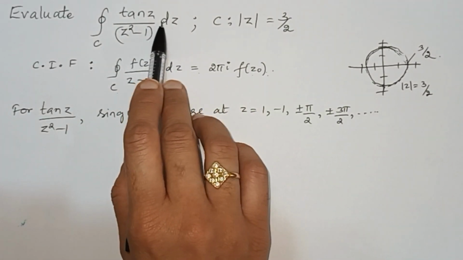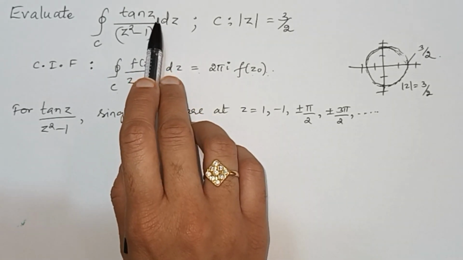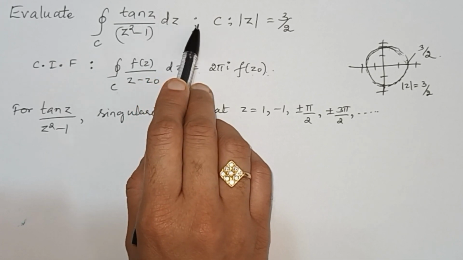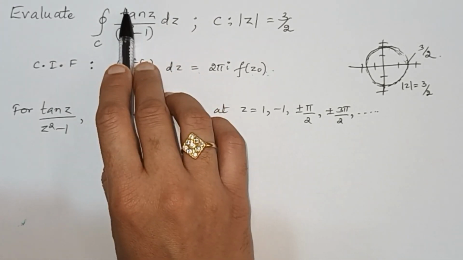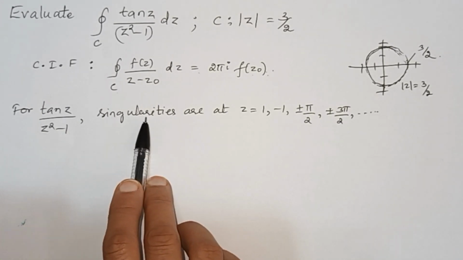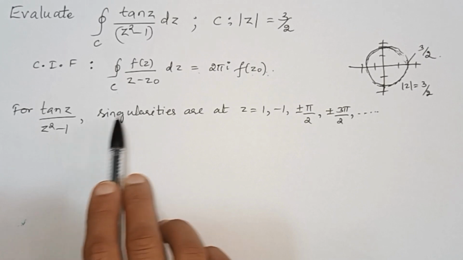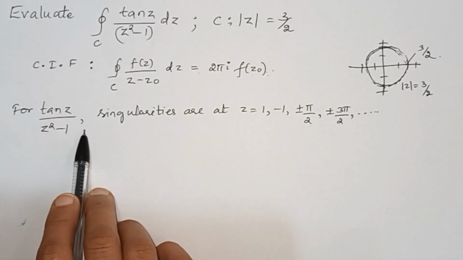So first, this is the given function. This is not f of z. We have to find out f of z such that the function f of z should be analytic. That is the condition for Cauchy integral formula. So in this given function, first you have to find out singularities of this function. Singularities means the points at which the function is not analytic.